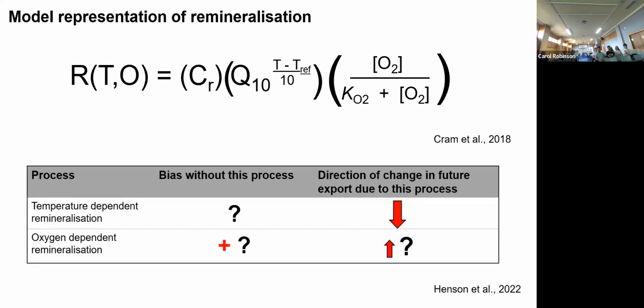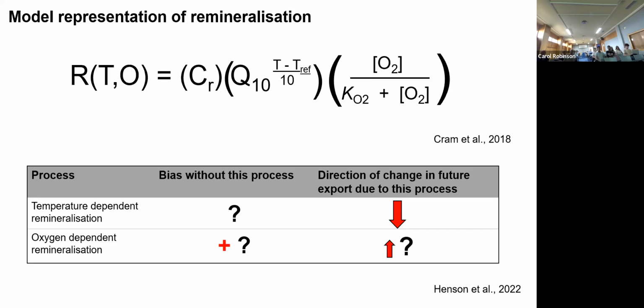A recent study by Henson et al., in an attempt to reconcile predictions of future export flux, found that of the 19 global carbon models involved in the IPCC's 6th Climate Model Intercomparison Project, around half included a representation of the temperature dependence of respiration and half included a representation of the oxygen dependence, but only 5 of these models had both.